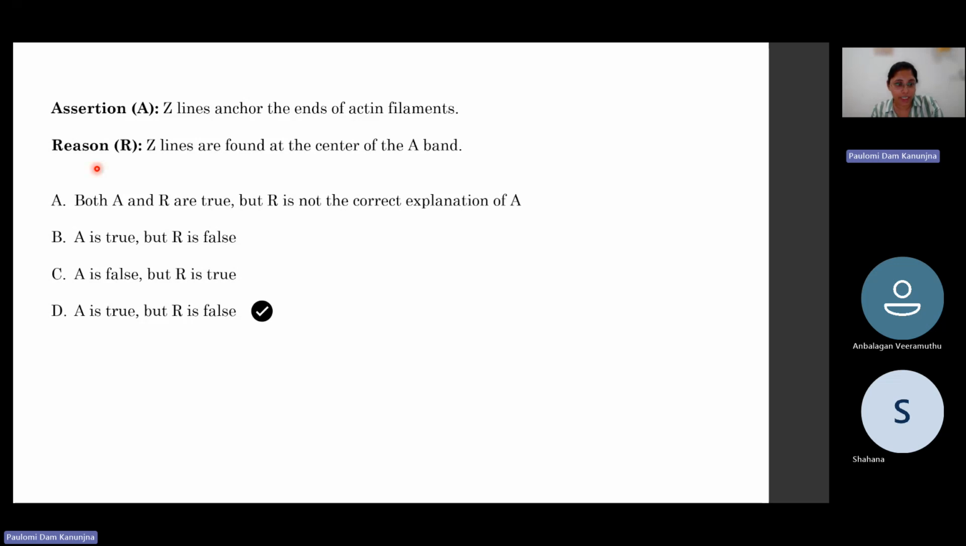So this we know is not correct, because the A band is at the center and the actin filaments are at the extreme end. So Z lines are not at the center of the A band.